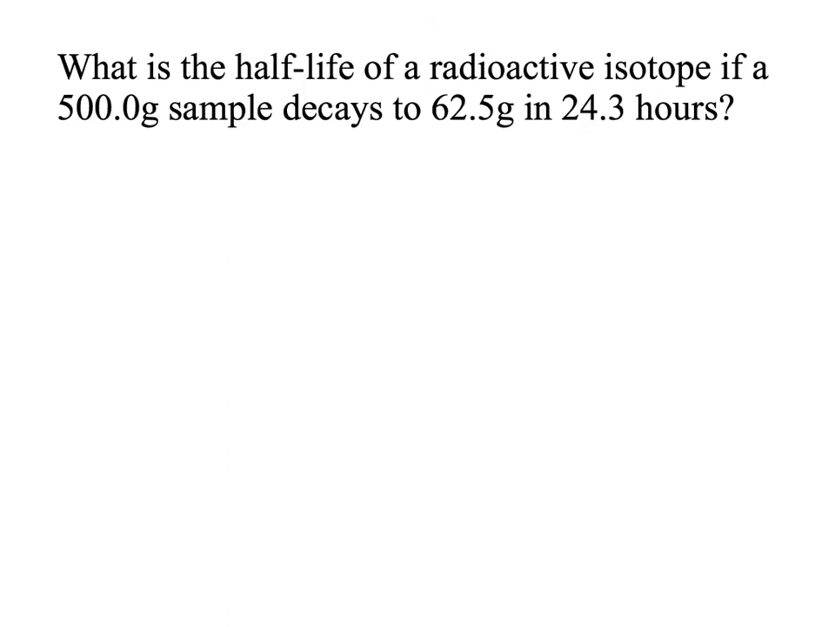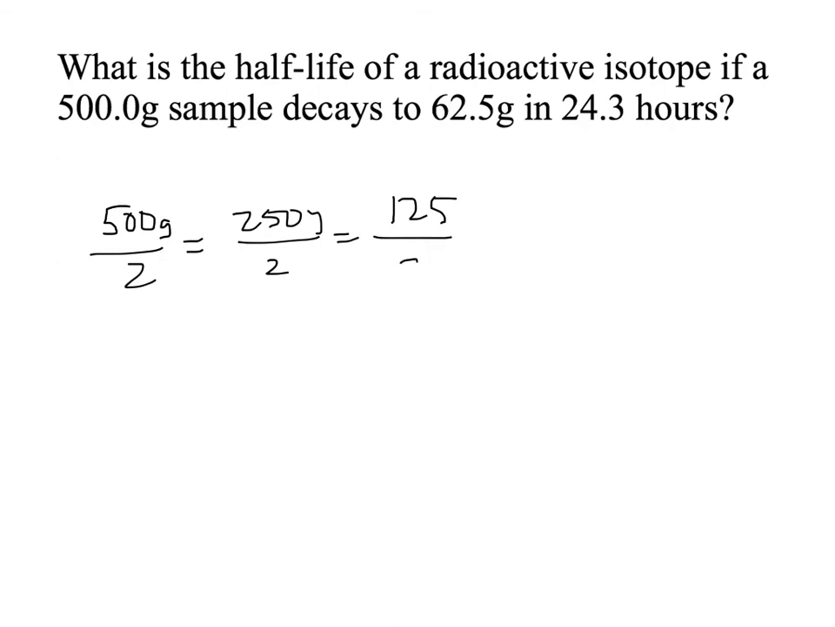Okay, in this problem, we start with a 500 gram sample, and it says it decays to 62.5 grams. So we have to determine how many half-lives that takes. I'm going to start with my 500 grams. If I cut that in half, you end up with 250 grams. Divided by half gives you 125 grams. If you divide that in half, you get 62.5 grams. So therefore we had 1, 2, 3 half-lives in order to reach that point.